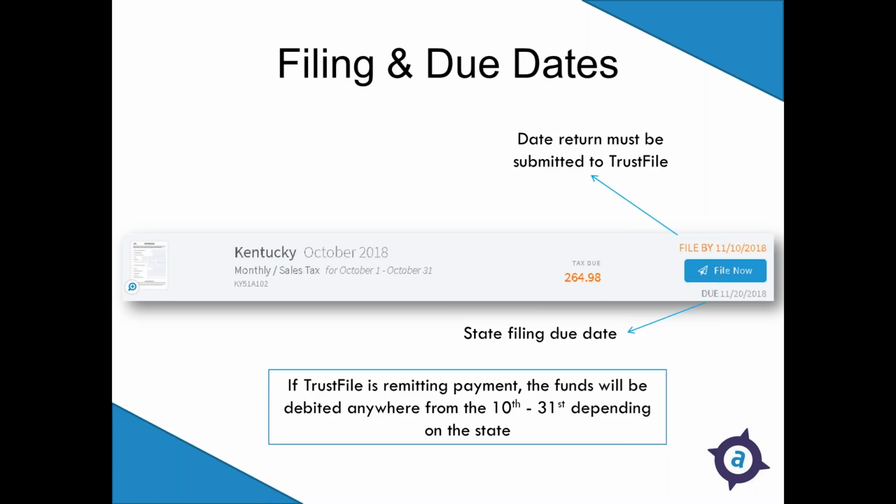And then the due dates do vary by state. For example, Kentucky is due the 20th of every month, whereas California is due the last day of every month. So that does vary, but pretty consistently, it's going to be the 20th through the end of the month in terms of when the actual due date is for the return.